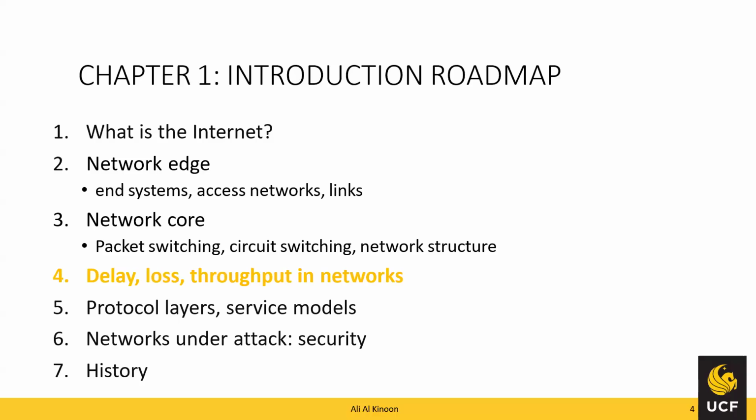So far we covered points 1 to 3. We talked about what the internet is. We talked about the network edges, which are end systems, access networks, and links. We talked about the network core in the last lecture. We talked about packet switching and how it's different from circuit switching in terms of allocation and network structure. So today we will continue on delay, loss, throughput in networks. And then we will also talk about protocol layers, service models, networks under attack, and finally the history.